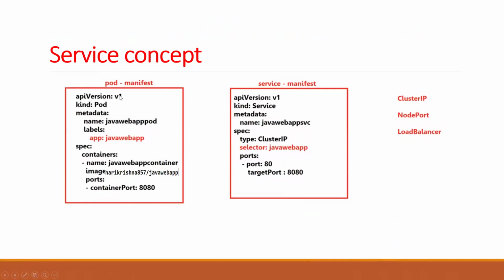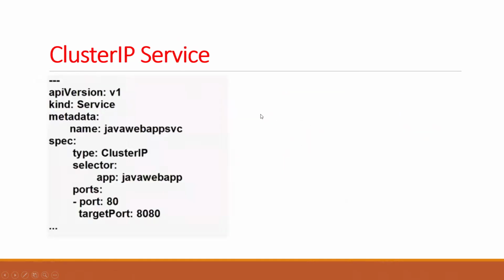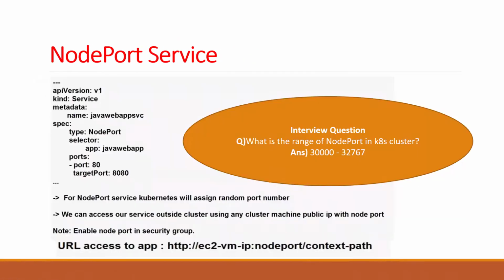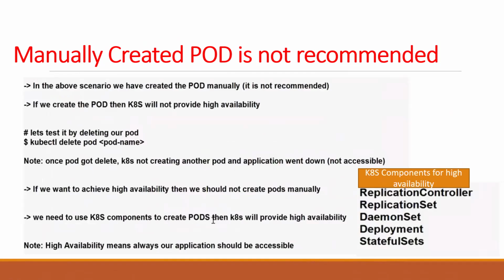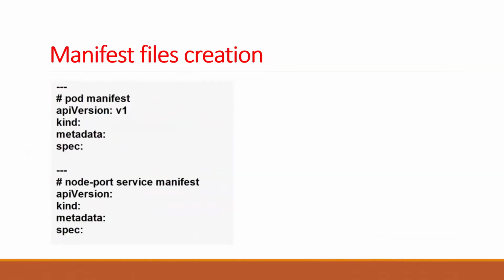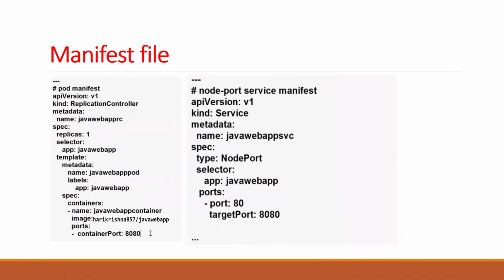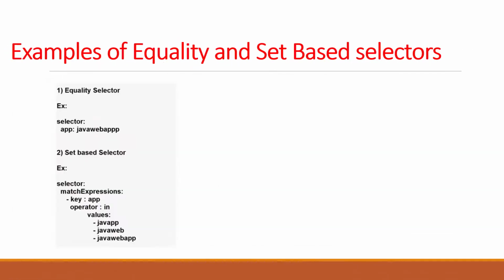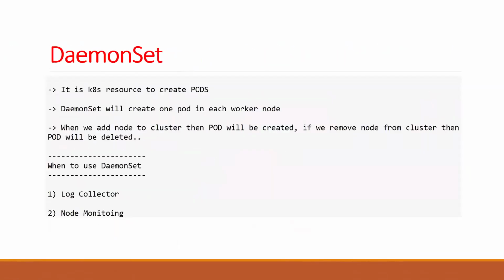Here we are creating the pod. Here we are creating the service. There we are creating the deployment. If you use the kind as a pod, what will it create? If you use the kind as a service, what will it create? If you use kind equal to replication controller, what will it create? If you use kind equal to replica set, what will it create?